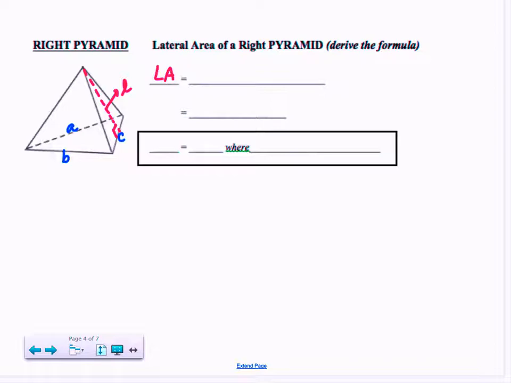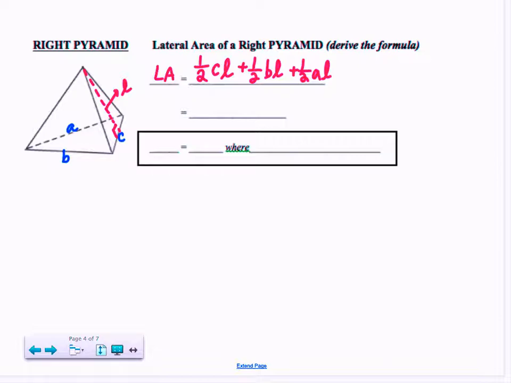So if I wanted to find the area of one of the triangles, I could say it's 1/2 times the base of C times the height of that face, which is the slant height, L, plus 1/2, say the triangle in the front has a base of B, and its height, again, is the slant height, L, plus 1/2 times A times the slant height, L.